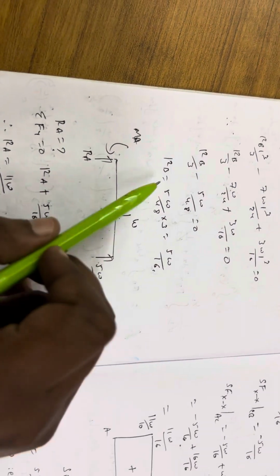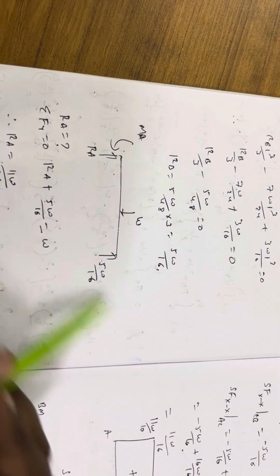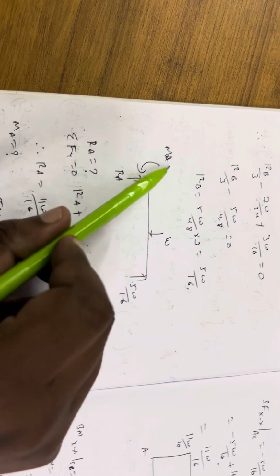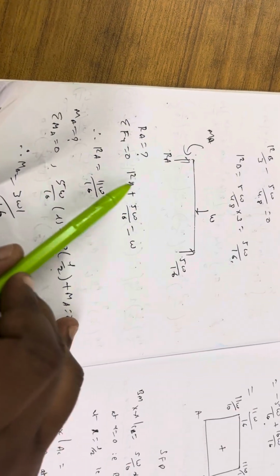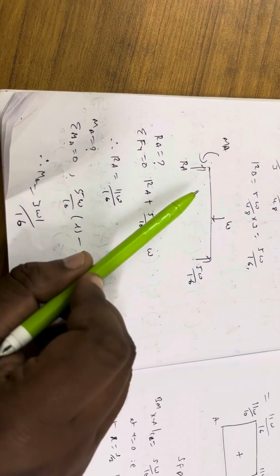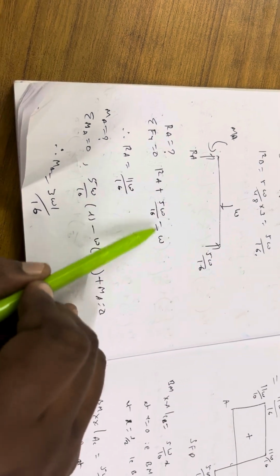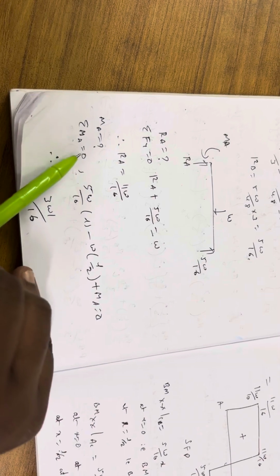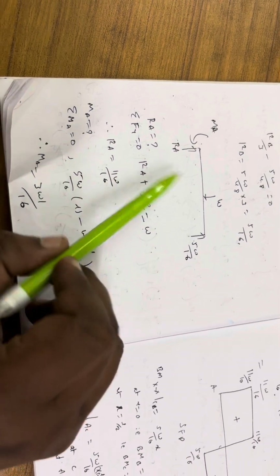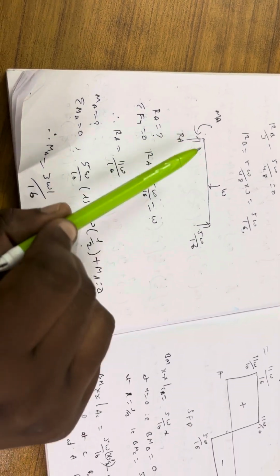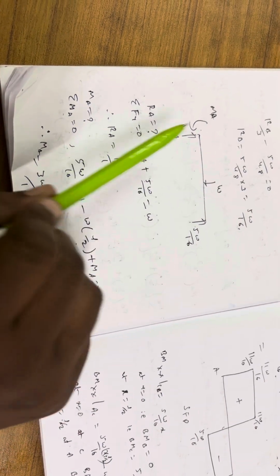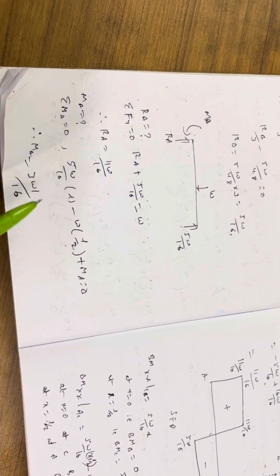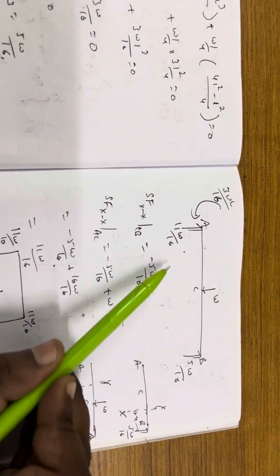Now the RB value we have found. Now we can find RA and MA using equilibrium equations. Apply sigma Fy equal to 0: upward forces equal to downward forces. You can find RA. Now to find MA, apply sigma moment about A equal to 0: this into perpendicular distance, this into perpendicular distance, and MA. So MA is 3WL/16. Now you have got this value and this value.